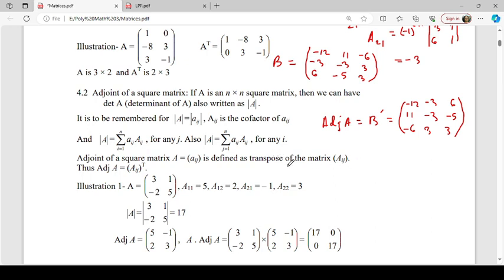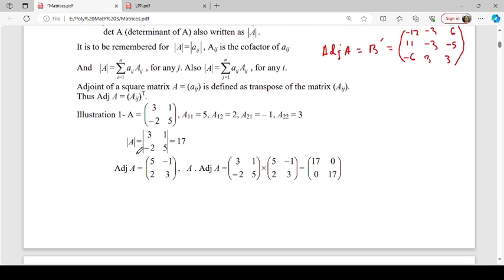So this notation is A_ij. So this B is the cofactor matrix. So A_ij are the cofactors, and B is the cofactor matrix. It is this. So the adjoint of A is this one. So these are examples.